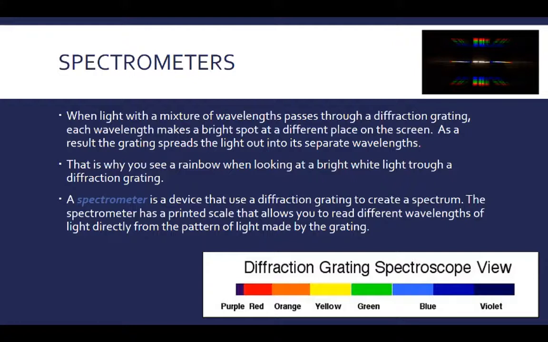Now, a spectrometer is a device that uses a diffraction grating to create the spectrum. The spectrometer has a printed scale that allows you to read different wavelengths of light directly from the pattern of light going into the grating. And so you'd see something like what you see right here. You've got your ROY G. BIV, and then there just happens to be a little purple there on the end.